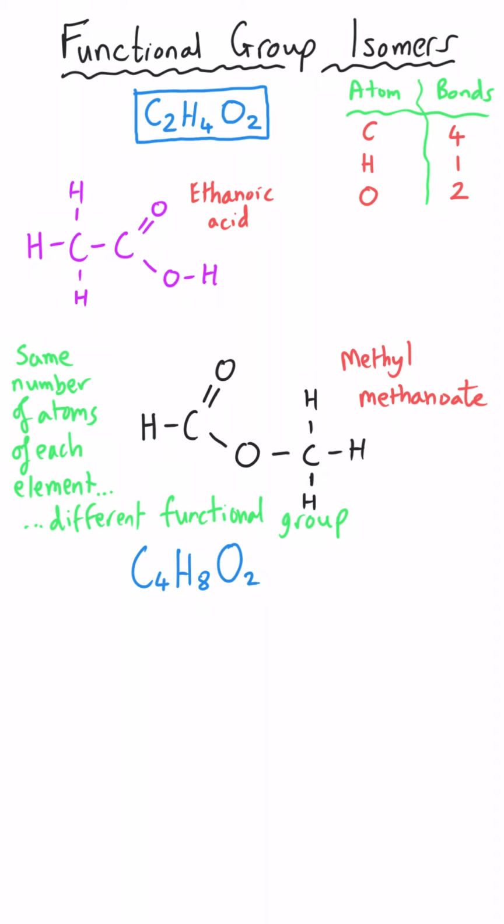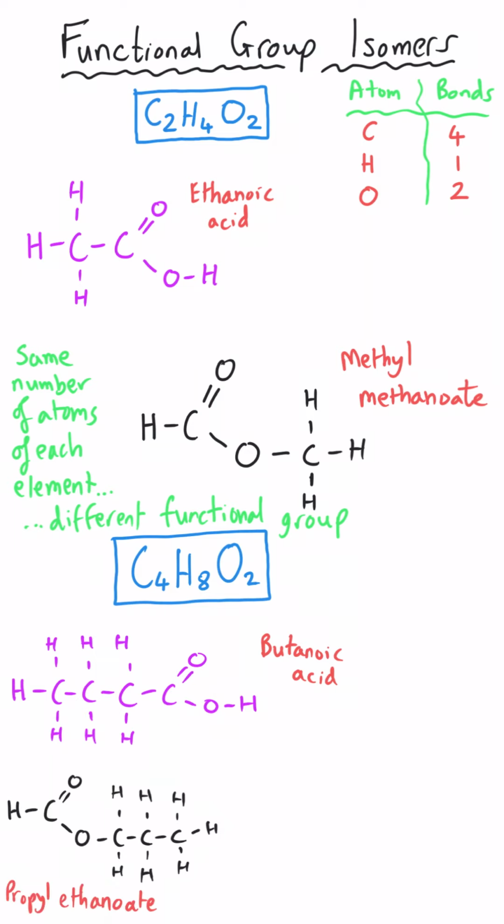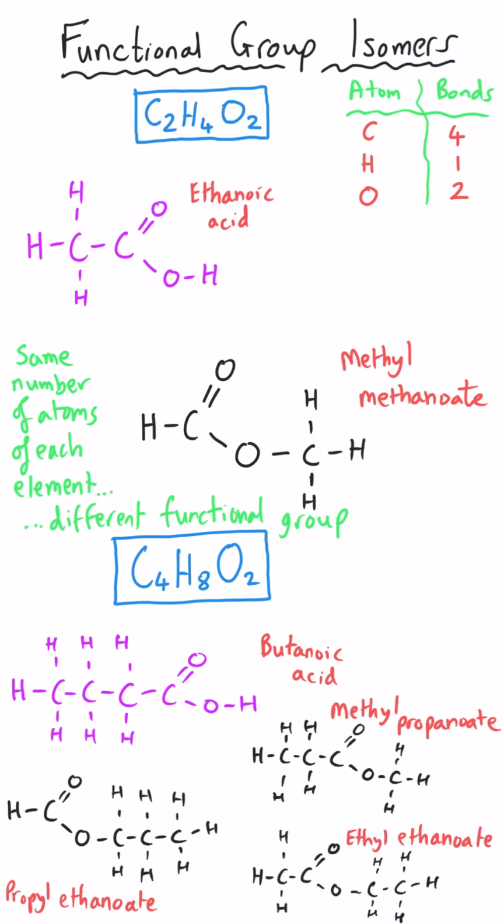And then the same thing applies here. We've got C4H8O2. This could be butanoic acid. That's a carbon chain of 4. Or it could be one of any number of esters. We could have had propyl methanoate or methyl propanoate, or indeed ethyl ethanoate. That's 3 possible esters that we could have that all share that formula. And so functional group isomers are molecules that have got the same molecular formula but different functional groups as a result of how their atoms are bonded together.